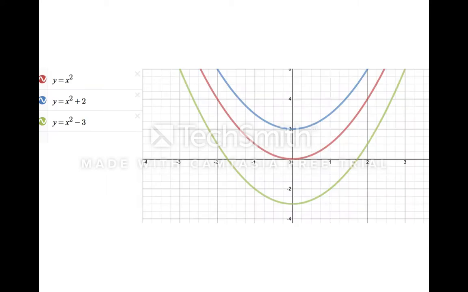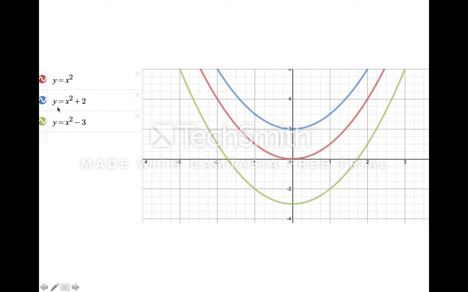In this video, we're going to talk about transforming graphs. It is going to be a shortcut way to create a graph of a new function from one of the functions in our library of functions. Let's consider the function x squared. X squared has been graphed in red.